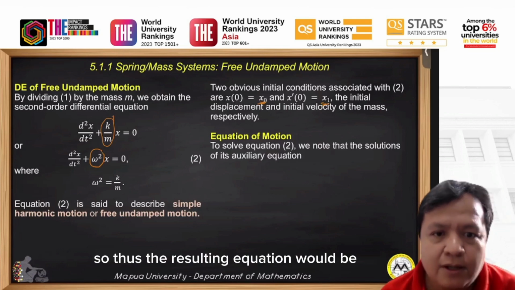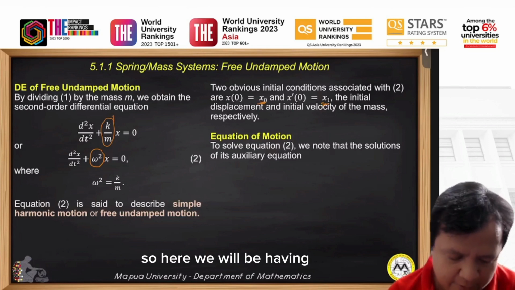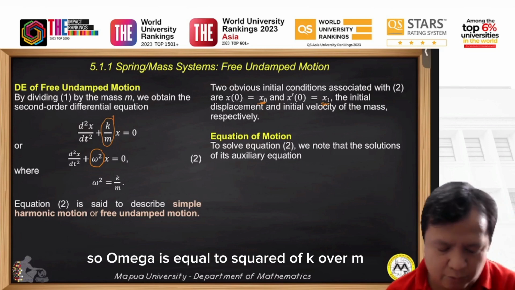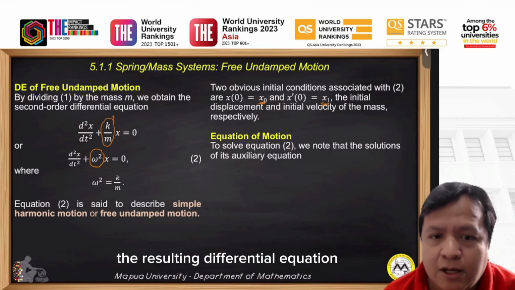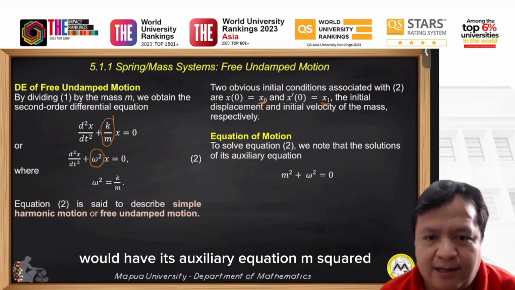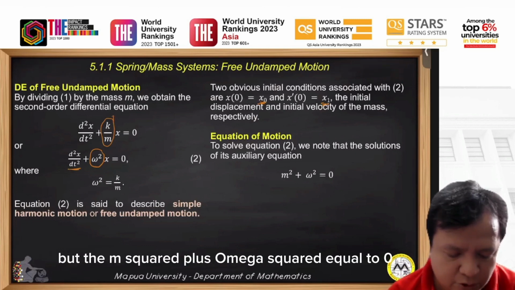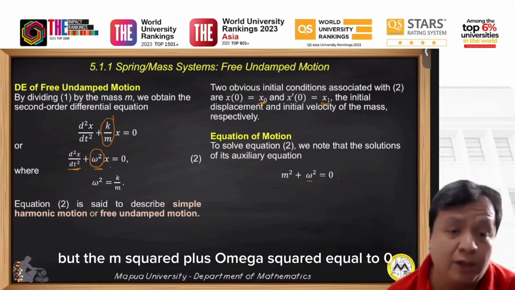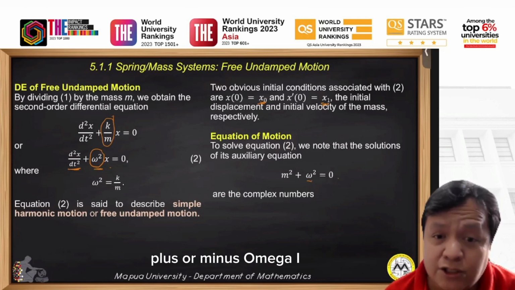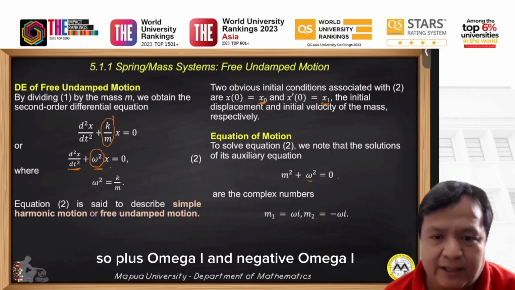So thus, the resulting equation would be, here we have omega squared equal to k over m, so omega is equal to the square root of k over m. The resulting differential equation would have its auxiliary equation m squared plus omega squared equal to 0. So the auxiliary roots would be plus or minus omega i. So plus omega i and negative omega i.